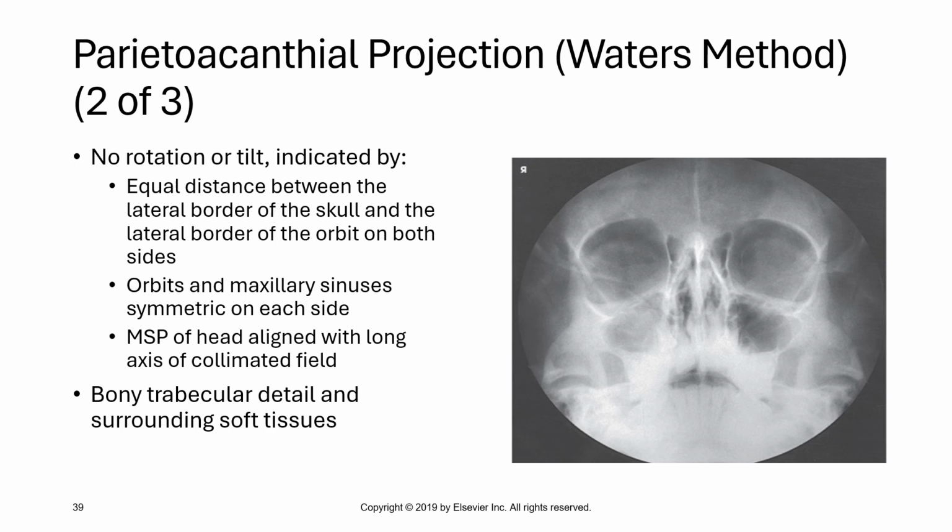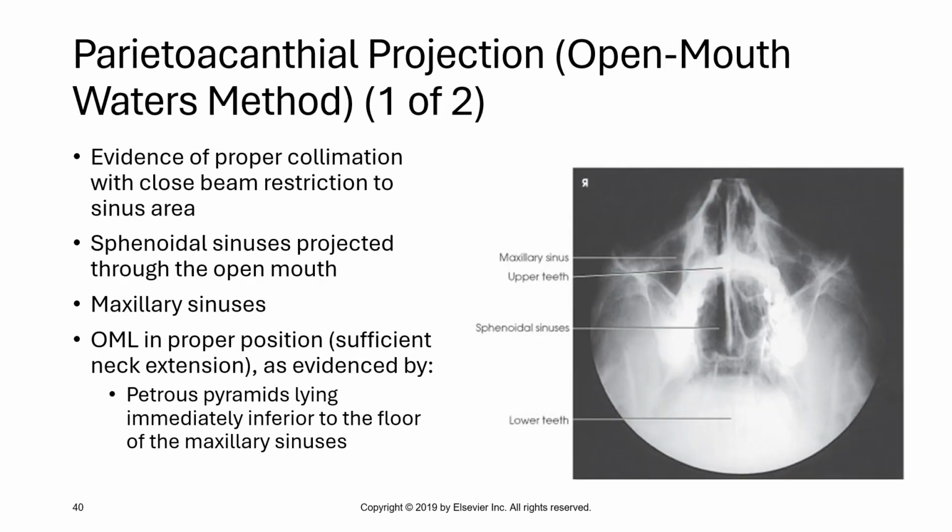Diameter of the orbit should be consistent from the left to the right. If the diameter of one grows and the other one shrinks, that's foreshortening, elongation, and you have rotation. Okay. For our SMV, for our open mouth Waters projection, it almost looks like an SMV. I guess it's getting closer to an SMV with the mouth open.